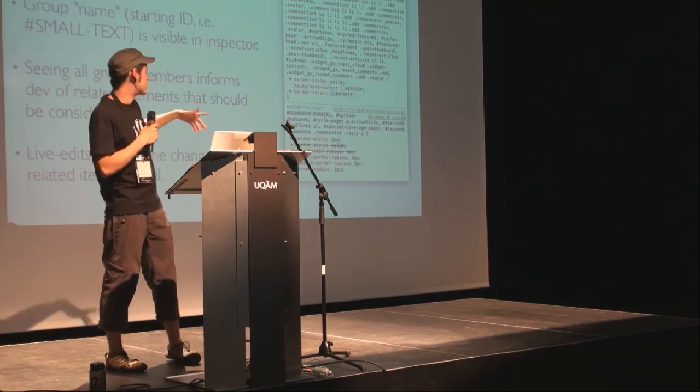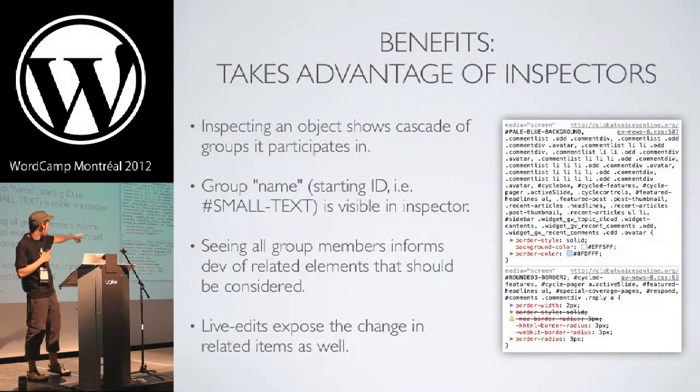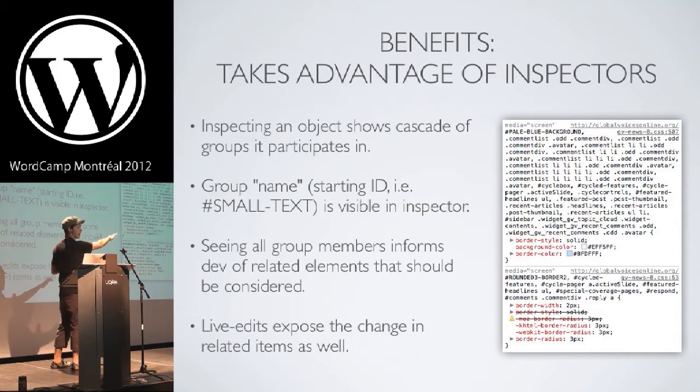When you look at it and you see all the other things that are affected, so I can see that features, cycle pager, active slide, featured headlines, all those things are related. So if I consider changing something about whatever I was inspecting, I could see that it's going to affect all those other things, and I could consider what effect that will have on the whole design. And then one great thing, similar to what I said before, when I change something, so you go in the inspector and you change the shade of blue and try something else, everything on the website that's that shade of blue changes live.